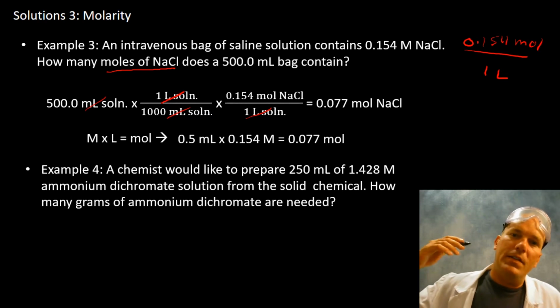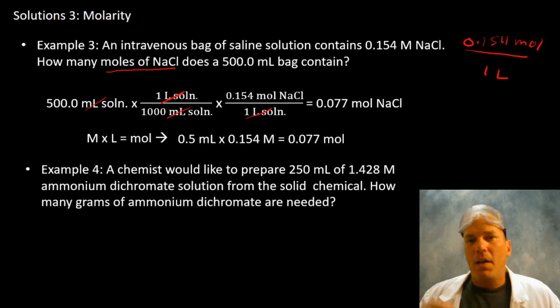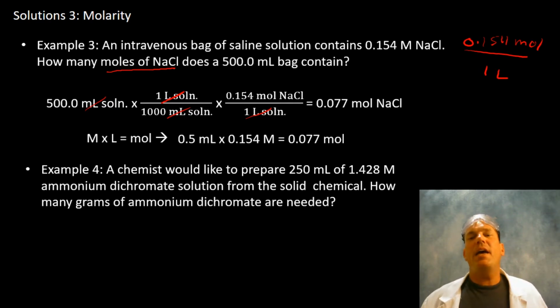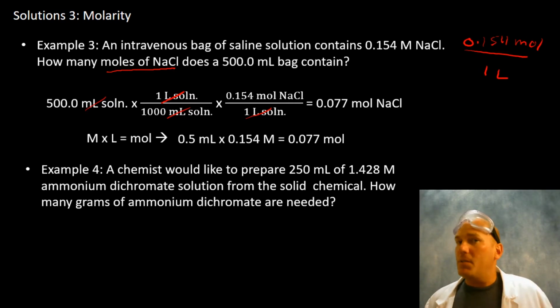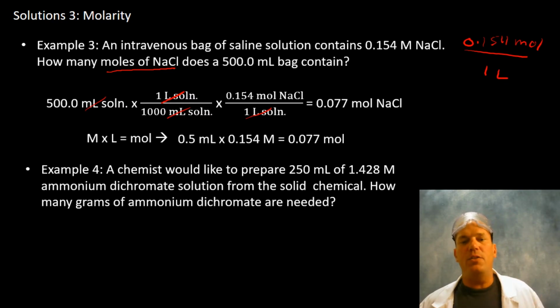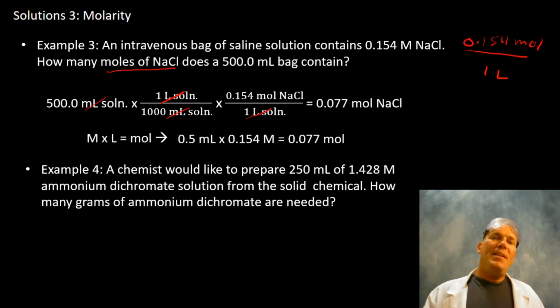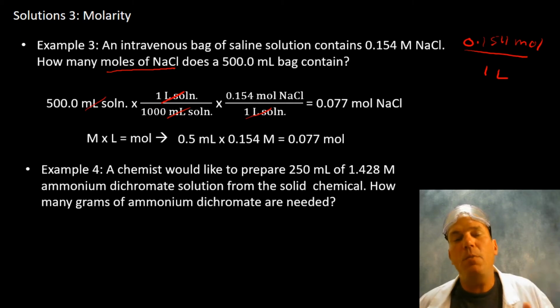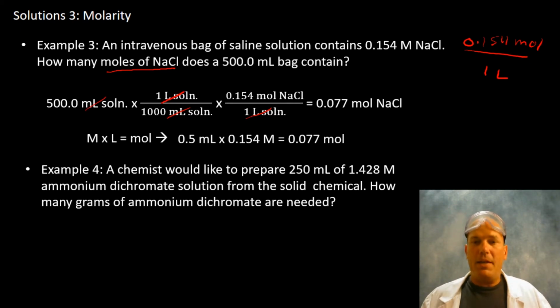Now, in this final example, you are being asked to make a connection between molarity, the volume, and grams. A chemist wants to prepare 250 milliliters of a 1.428 molar ammonium dichromate solution from the solid chemical. How many grams of ammonium dichromate are needed? This would be like you have a scale and you have distilled water.